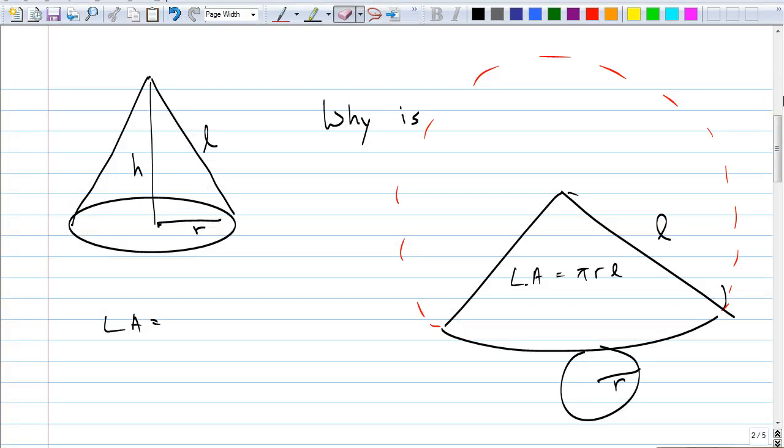Now, look at what we have. We have a cone. If I were to open this up, now what is the radius of this big sector? It's the slant height. Would you not agree? Now, let me ask you this. Here's the key to find the lateral area. What is the actual arc length of this sector?